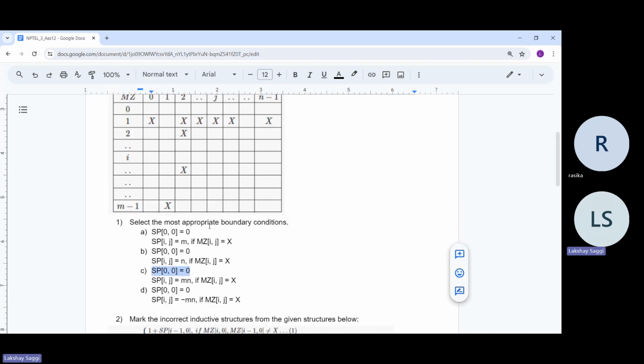And now we want to select some more conditions, right? So we know SP 0, 0 is 0. And we also want to know what will be the value of SP i, j. In all of these options, we want to find out this value. It will be equal to M if M i, j is cross. So if the maze has a hurdle at the cell i, j, then the problem is asking us what will be the value of SP i comma j.